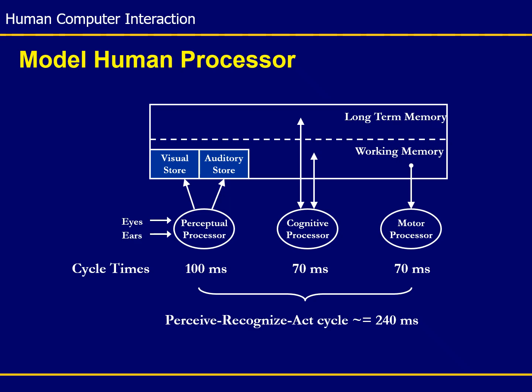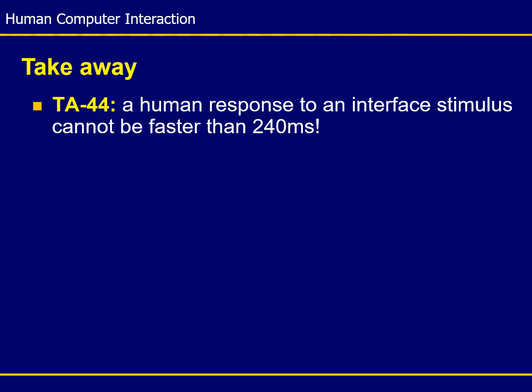And this is really the subtle message here. We have a limit on how fast we can respond to things, and that is this number. So a human response to an interface stimulus cannot be faster than 240 milliseconds. So don't expect from the user an input before 240 milliseconds.